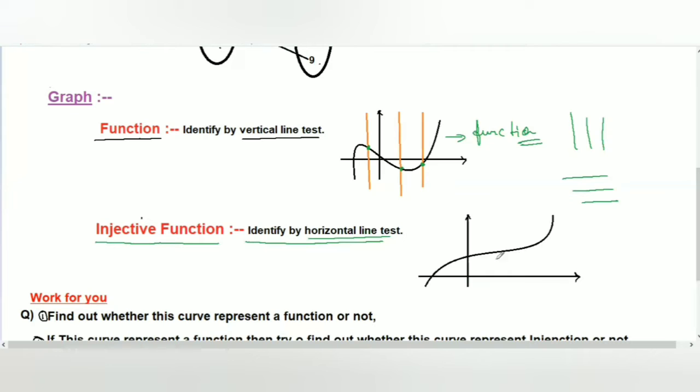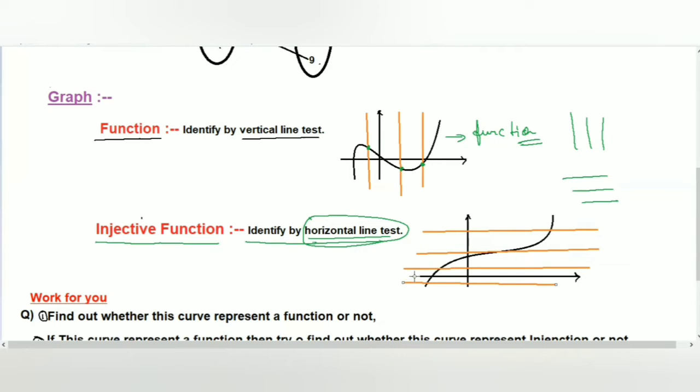So I have given a graph here, a curve here. Let's try to identify whether this is an injective function or not. For an injective function, we will always try to find it out by drawing a horizontal line. So let's draw a horizontal line here. Let's draw 3 or 4 lines here. Okay.